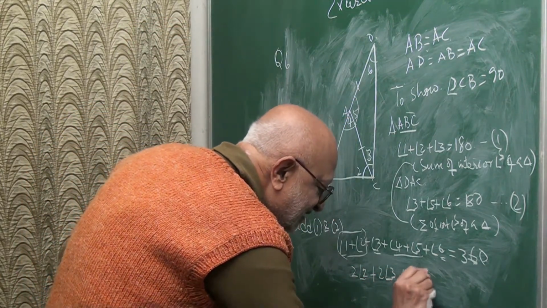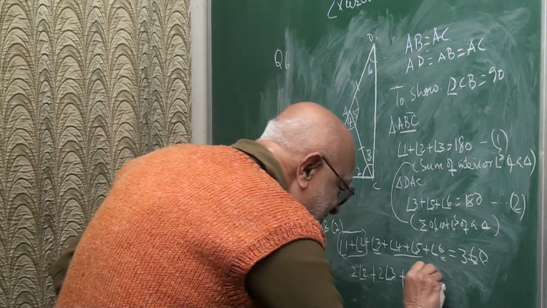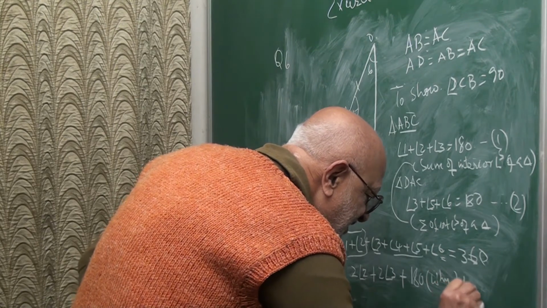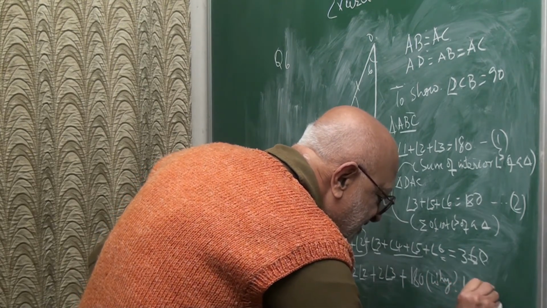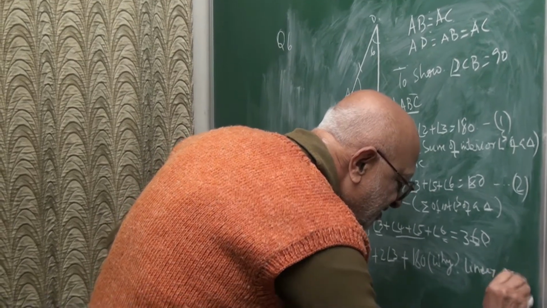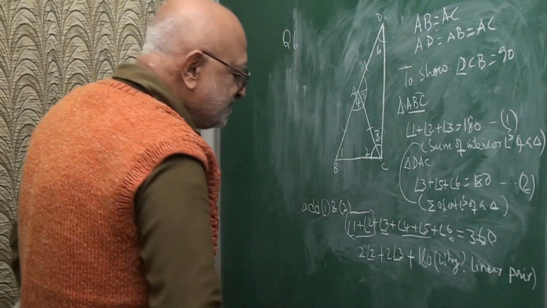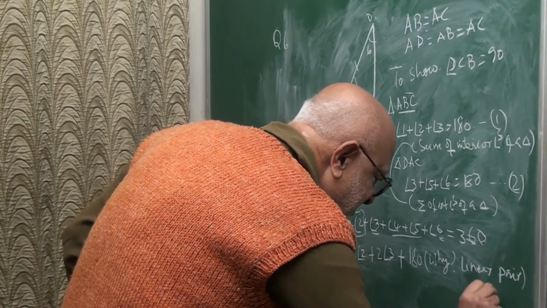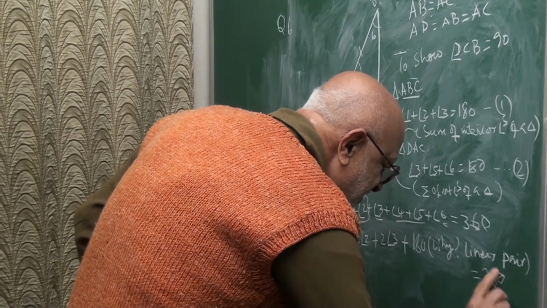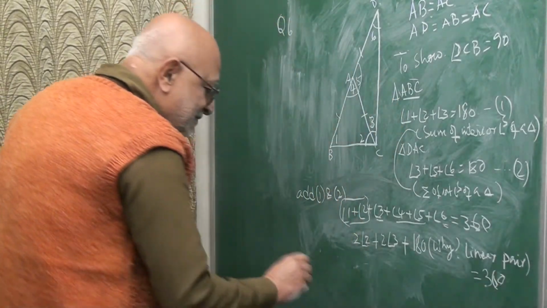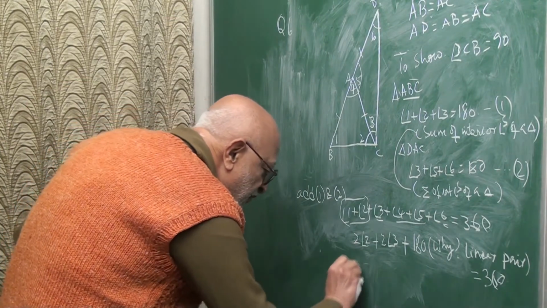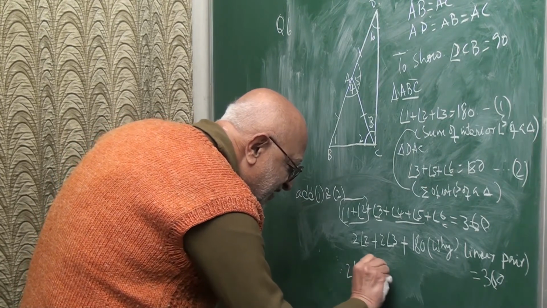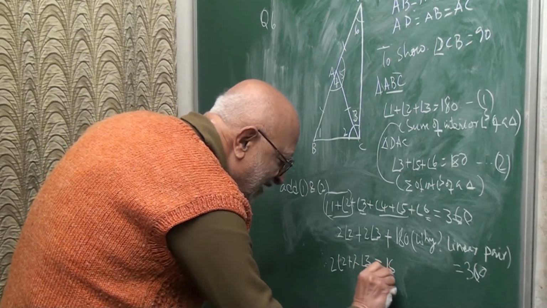Why? Linear pair. Okay, done? Okay, this remains 360. This is equal to 360. ये 360 कहीं नहीं आ रहा. Okay, 360. Then therefore 2 into angle 2 plus 2 into angle 3 will be equal to 180.